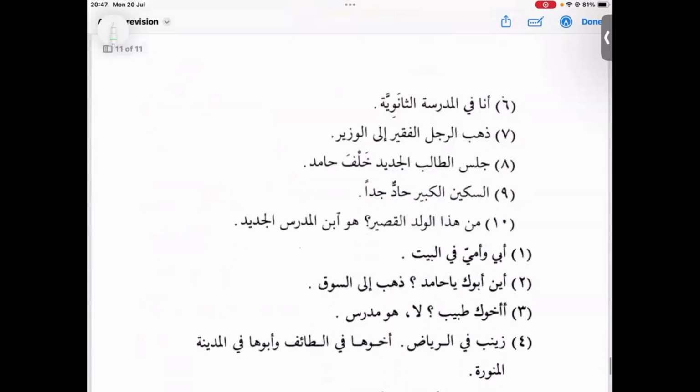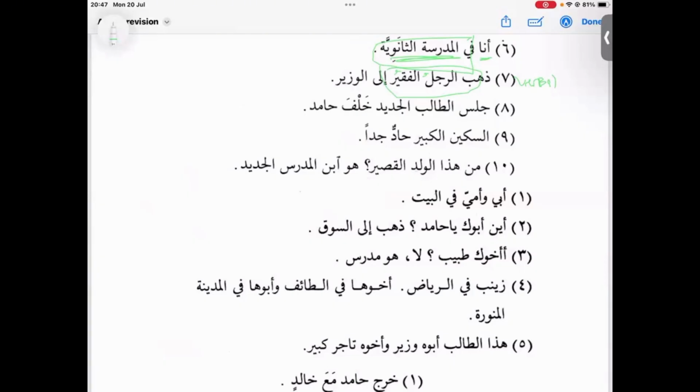Then we went to lesson number 10. These are all examples of mubtada and khabar. أنا مبتدا في المدرسة الثانوية خبر. مدرسة الثانوية is an adjectival phrase. This is a verbal sentence. Verbal. ذهب الرجل الفقير. Where's the fa'il here? There's a verb, so there needs to be a fa'il. Where's the fa'il of the sentence?